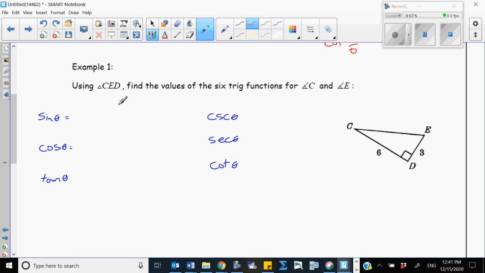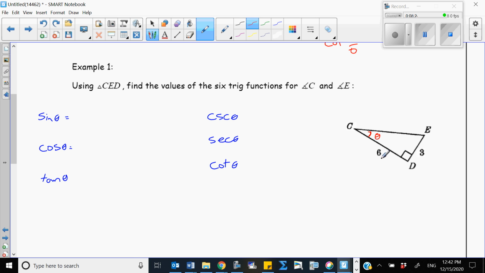Over here, I have a triangle called CED, and we're trying to find the 6 trig functions for angle C and angle E. Let's start with angle C. I'm going to take this one and call that theta. Now we are interested to find all these 6 trig functions. In order to find these, I'm going to use the rules that I just learned, but before that, I need to have all the sides.